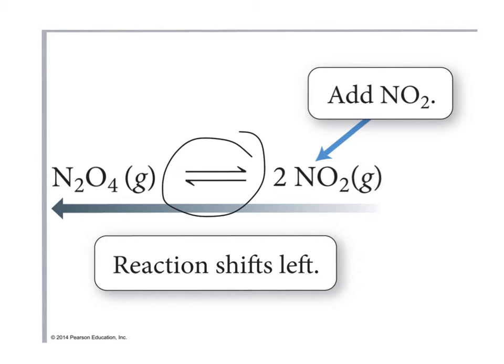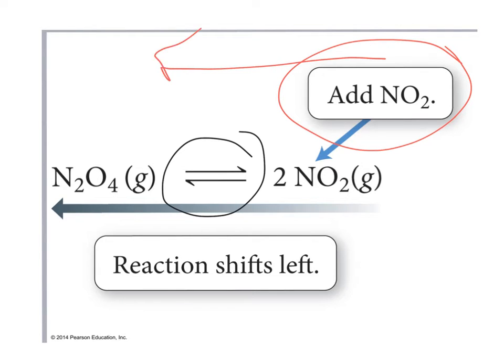Remember that equilibrium is a constant, that constant K, right? And so again, it has to reestablish equilibrium. So if you were to add an amount of product, NO2, in this reaction, it would have to go in that direction, right, to reestablish K as the equilibrium constant.